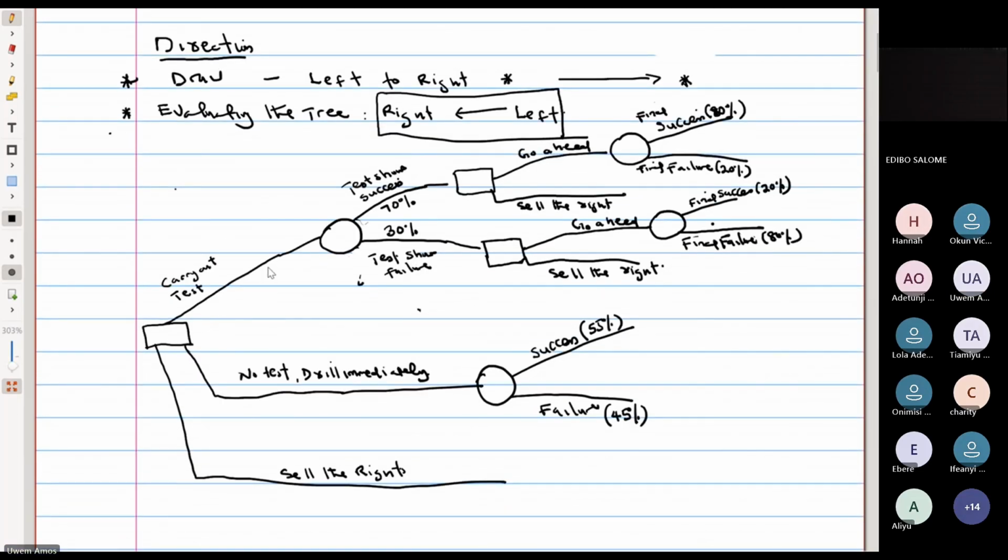So this is, we carried out the test. The final outcome is success. Our NPV is given to us as 100. So meaning that we're successful, we carried out the test, our NPV is 100.